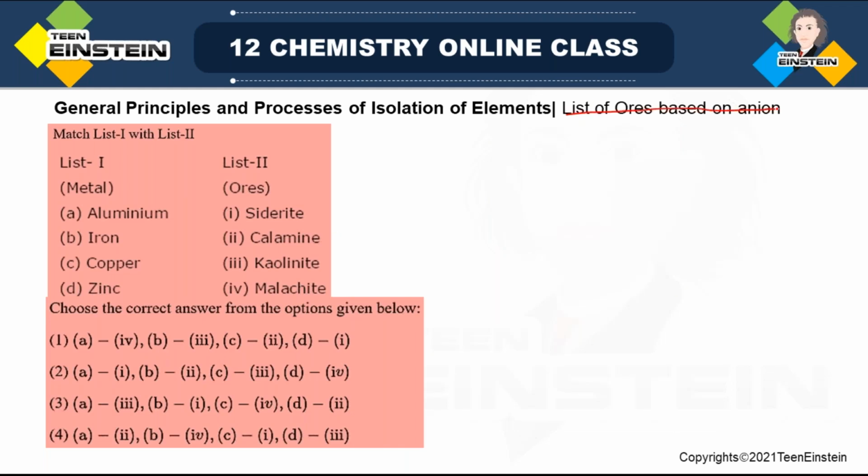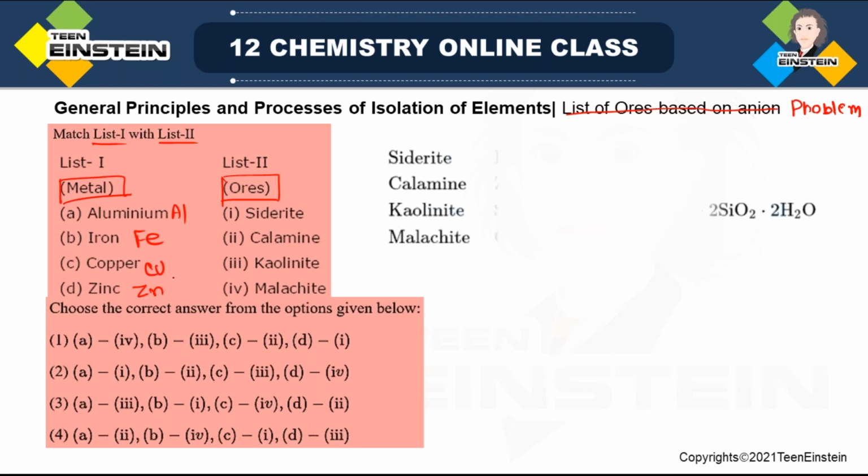So the problem. Here we have to match list 1 with list 2. In list 1 we have names of different metals. In list 2 we have ores. So we have to match them. Okay, we have aluminium, iron, copper, zinc.